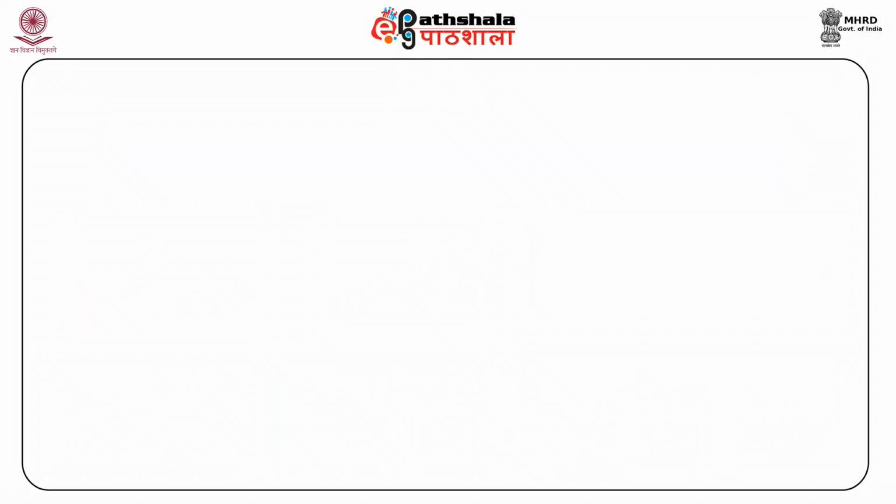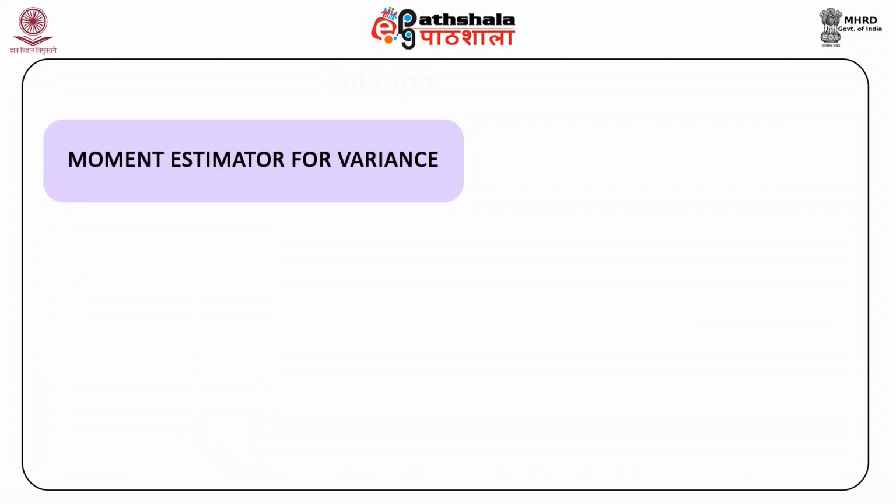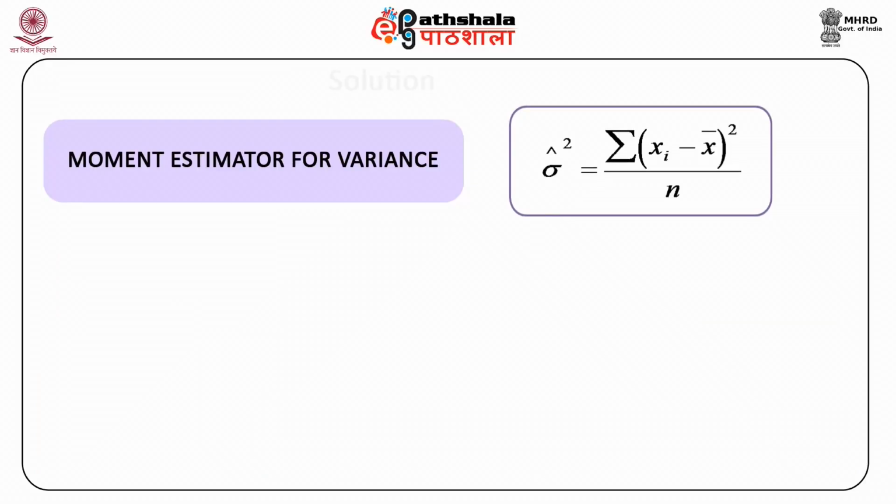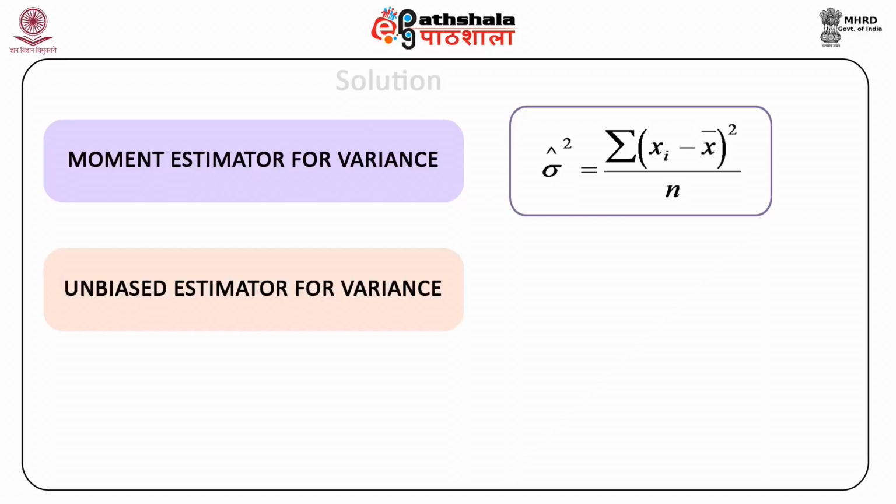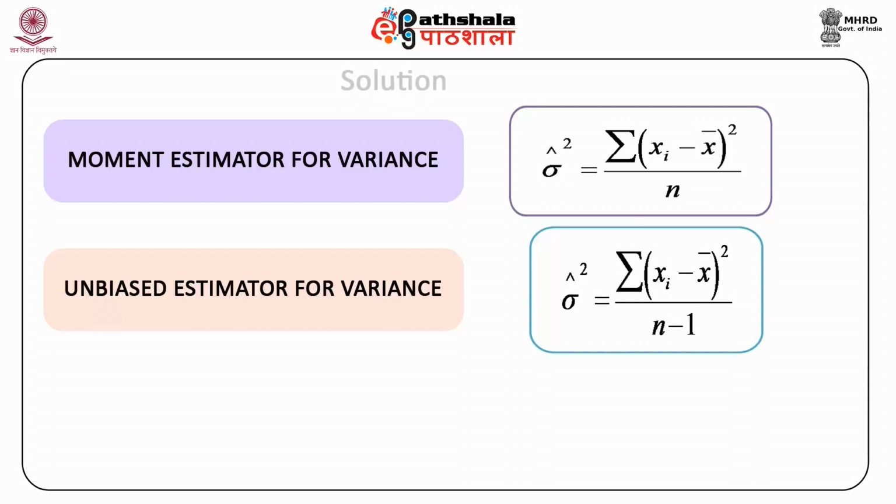And on simplification, what we get is equal to under root of summation xi minus x bar square divided by n. Note that the moment estimator for variance sigma hat square is equal to summation of xi minus x bar whole square divided by n is not an unbiased estimator. The unbiased estimator for variance is sigma hat square equal to summation xi minus x bar whole square divided by n minus 1. So instead of n, we divide by n minus 1.